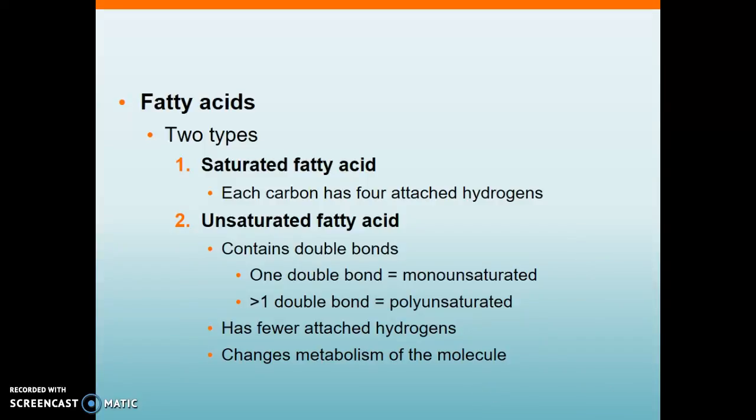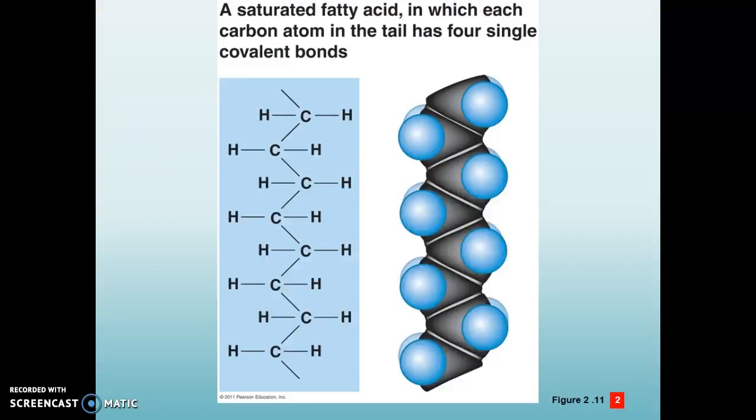So there's 2 types of fatty acids, the saturated and the unsaturated. The saturated has no double bonds. The unsaturated has 1 or more double bonds. 1 double bond would be monounsaturated. More than 1 double bond is polyunsaturated.